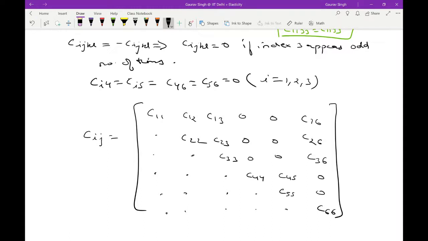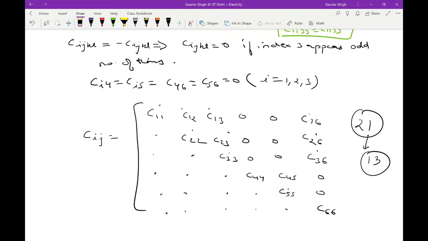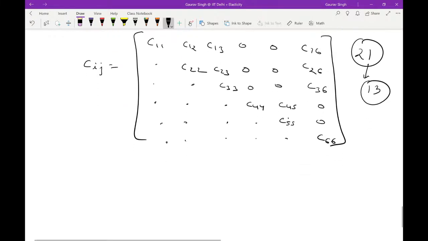Okay, so this is what we have reduced our elasticity tensor to. Okay, and what have we done? So we had these 21 constants, we boiled them down to 13. Let's count 1, 2, 3, 4, 5, 6, 7, 8, 9, 10, 11, 12, 13. Okay, so the number of constants has come down from 21 to 13 because of this plane of symmetry, which is the xy plane, just one symmetry plane.